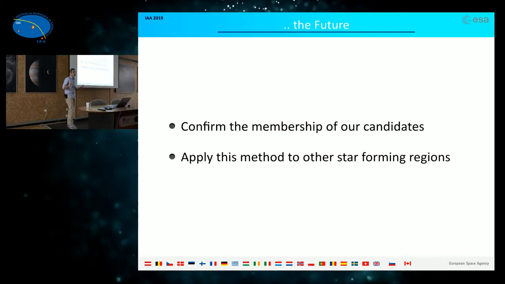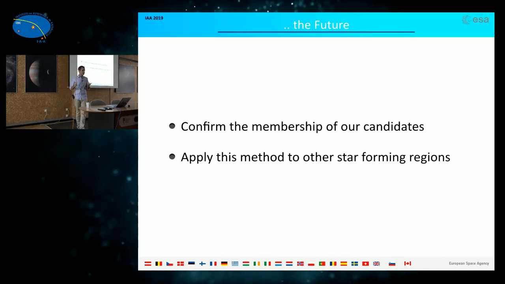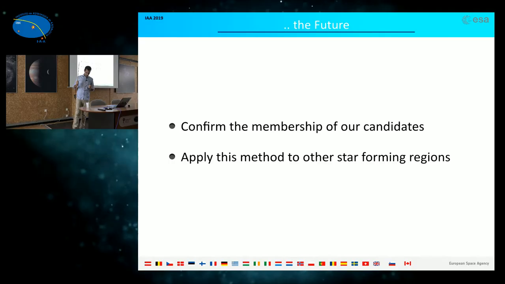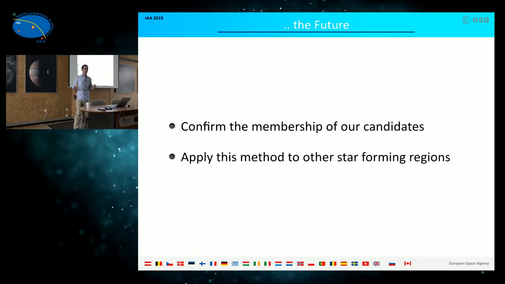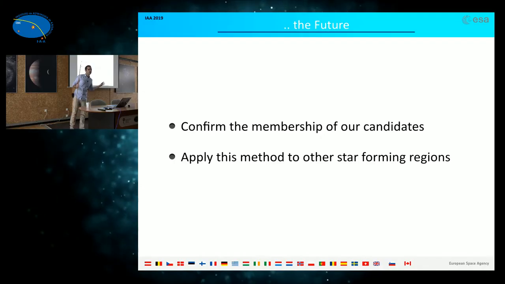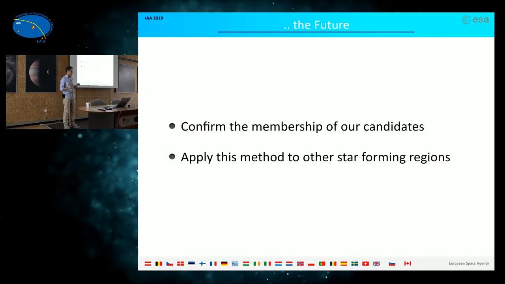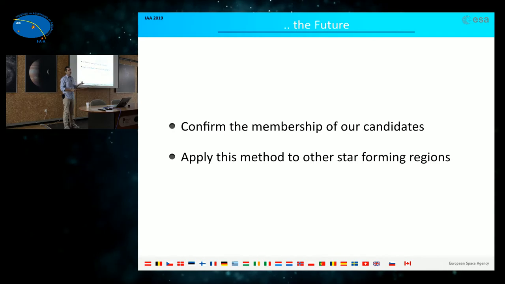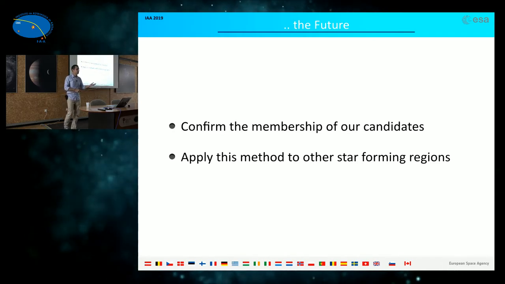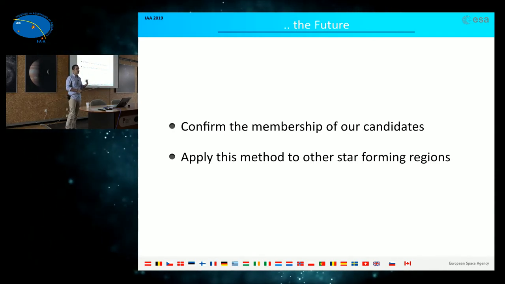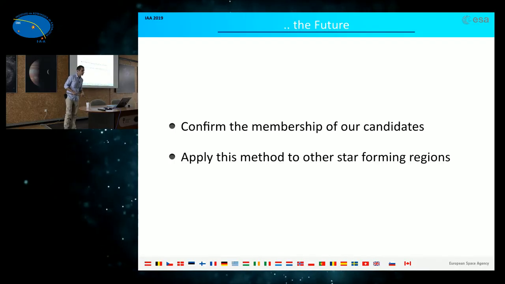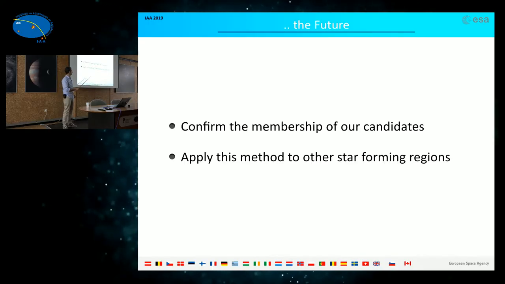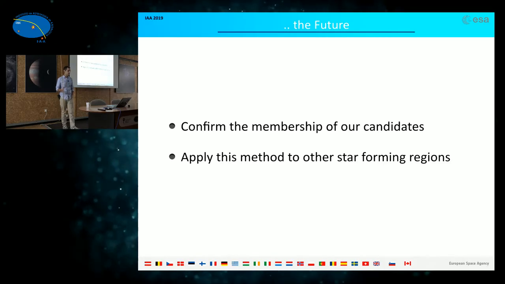Since now we have a sample that we consider an interesting sample, we are applying to obtain optical spectroscopy for all our new members to really find the stellar temperatures and the stellar spectral types. That will allow us to find the edges and confirm whether they are members or not of the focus region. And of course, apply this method to other star-forming regions.